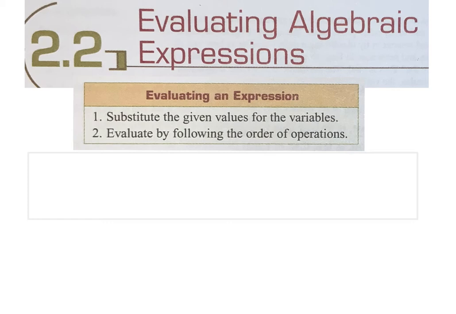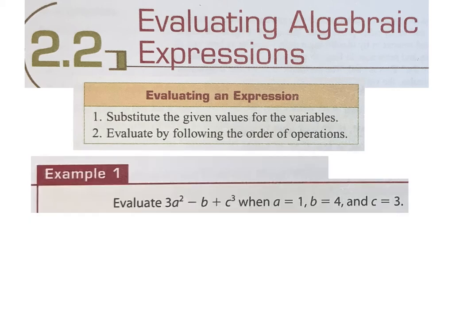All right, the first example that they give us here, example 1, says evaluate 3a squared minus b plus c cubed when a is 1, b is 4, and c is 3. So our first step is just to plug it in. And I will say that you have to be very careful that you don't leave pieces out, because sometimes people forget to add or subtract at the end.